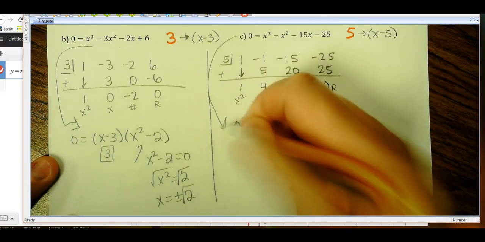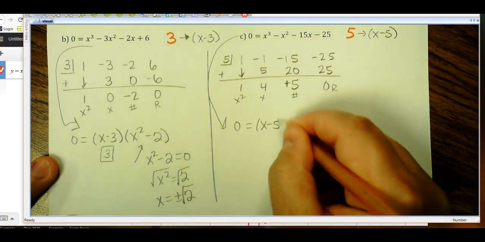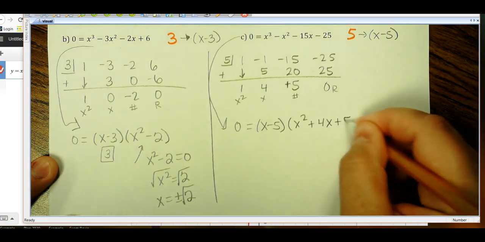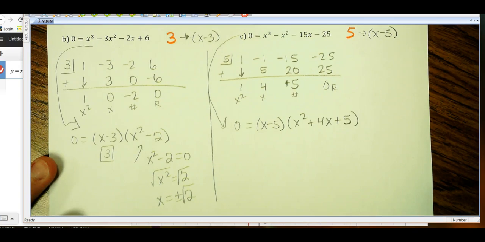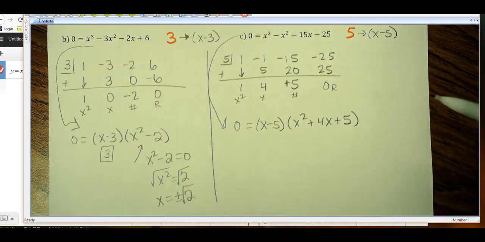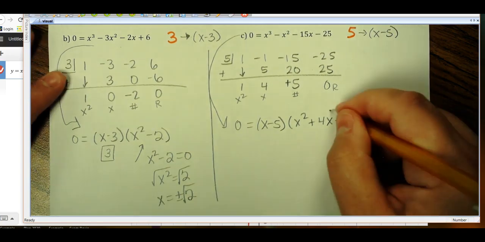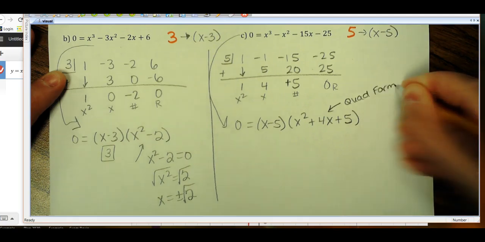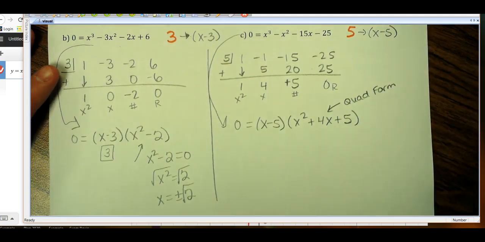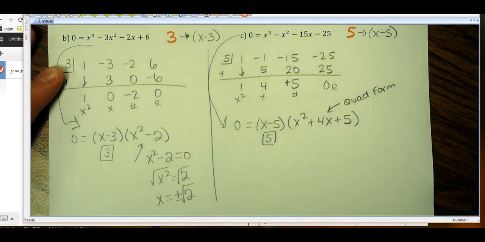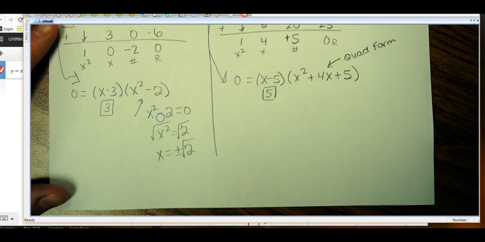The factored form here, after I did the synthetic, I know the x minus 5 from the graph. x squared plus 4x plus 5. Now, I know that this is not going to be factorable because I saw the graph and I didn't see any other places that it crossed that were nice numbers. So what we're going to have to do here is use the quadratic formula. And I'm just writing quad form as an abbreviation. So one of my answers I know is 5. To get the other two, we're going to use the quadratic formula.